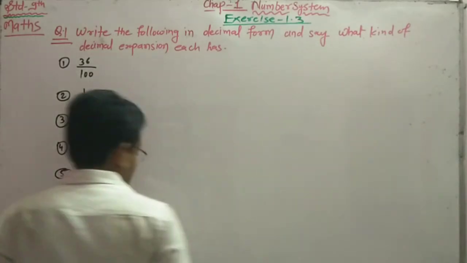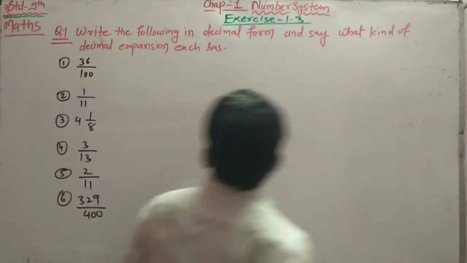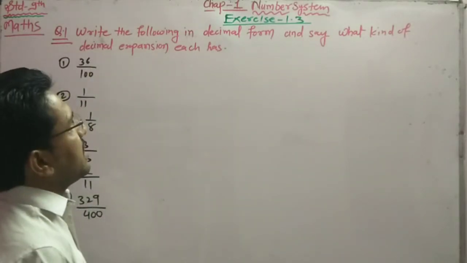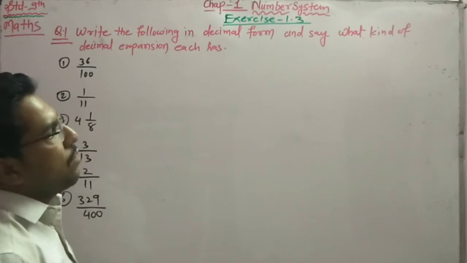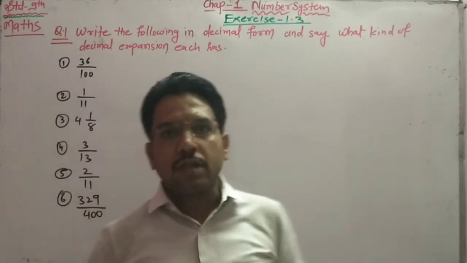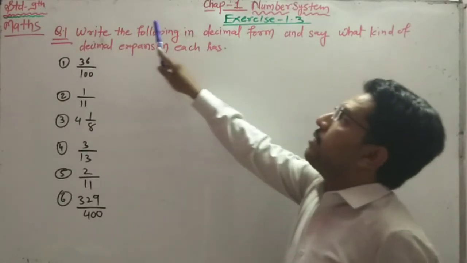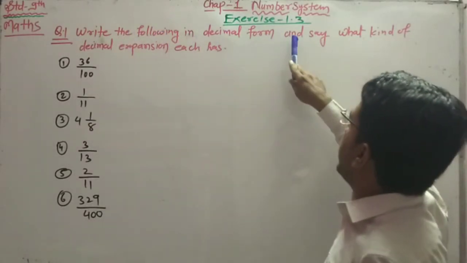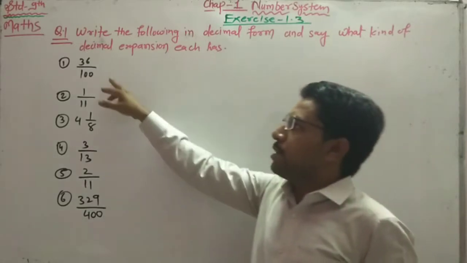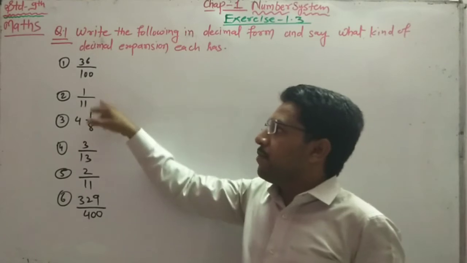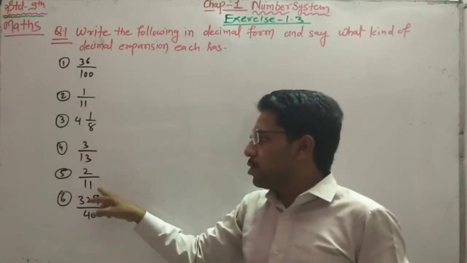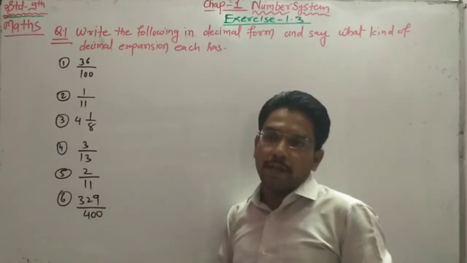Now see the answers over here, the questions of exercise 1.3. Question number 1 is given: write the following in decimal form and say what kind of decimal expansion each has. Again I am repeating the question. Question number 1 is 36 upon 100, 1 upon 11, 4 integer 1 upon 8, 3 upon 13, 2 upon 11 and 329 upon 400.